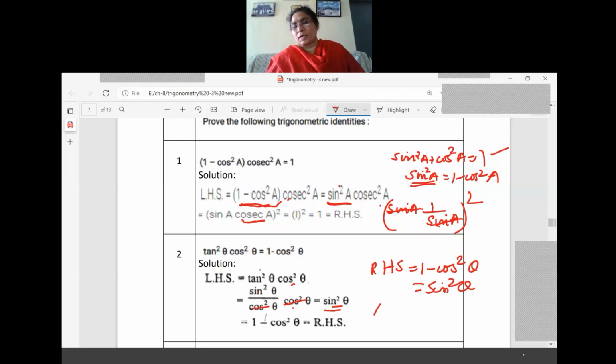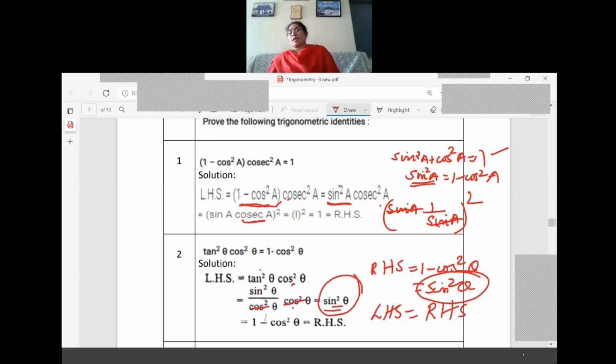Right? So what is the conclusion from here? LHS equal to RHS, because we both brought in terms of sin, right? So that is the case here. Tan square theta cos square theta equal to, tan can be written as sin square theta by cos square theta into cos square theta. So cos square theta will get cancelled. So what is the remaining? Sin square theta. Sin square theta can be written as 1 minus cos square theta only. So LHS equal to RHS.